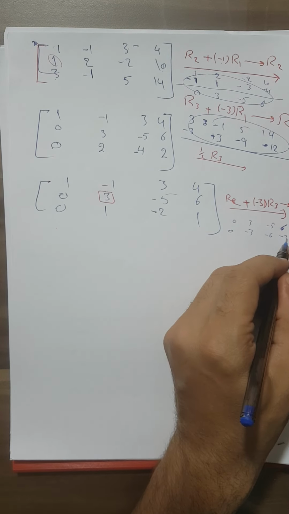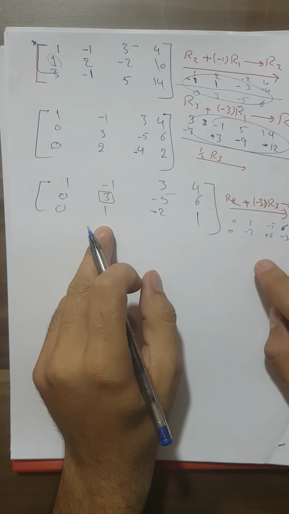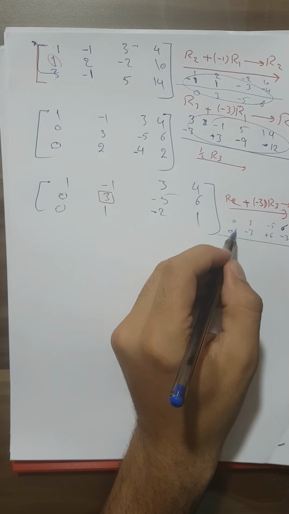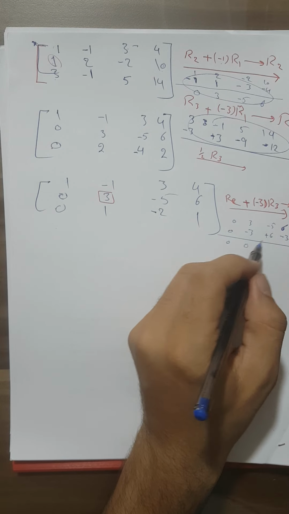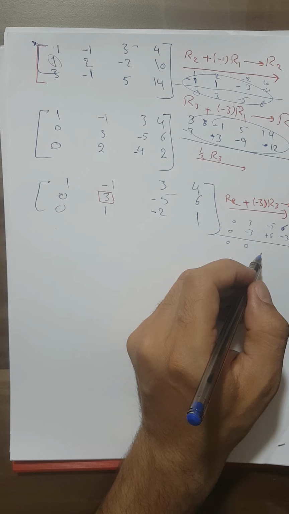Minus 3. Am I right? So this one should be plus because we multiply by minus 3. That's why. So now add them. You will get what? 0, 0. You can see this one changed to the 0.